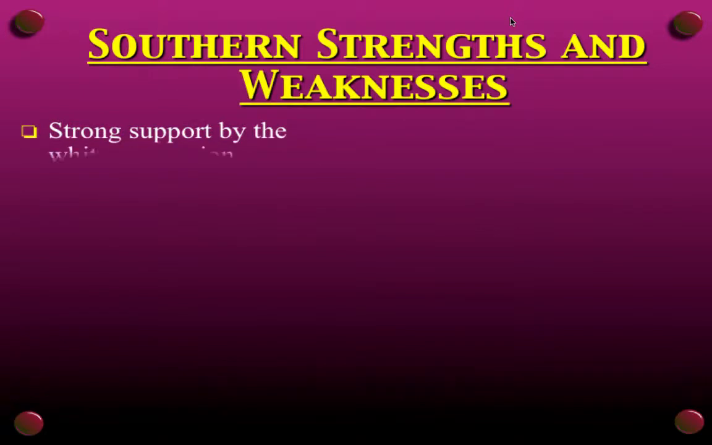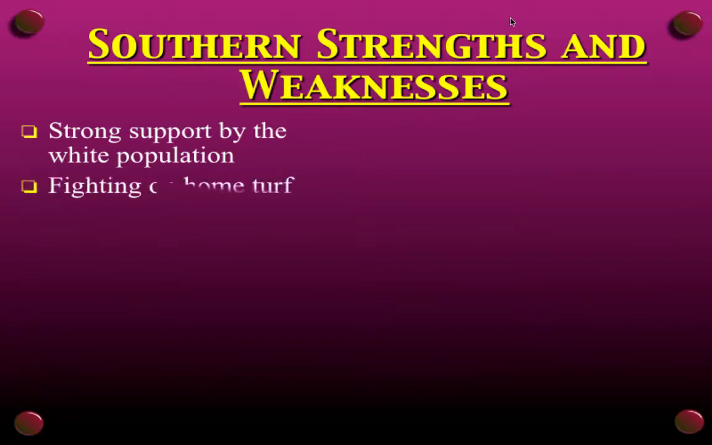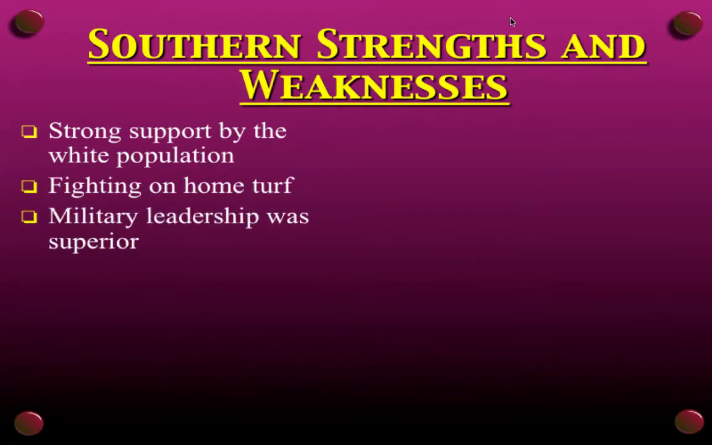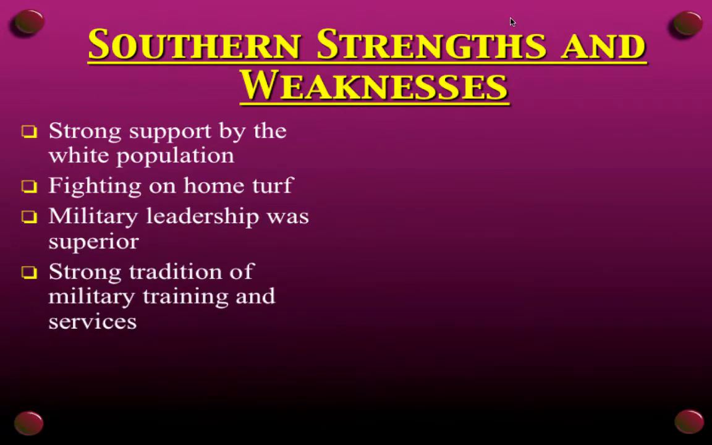Strengths: strong support by the white population. Slaves, not so much. Fighting on a home turf. We know that this is usually a benefit. The military leadership was superior, and that's mostly connected to being a strong tradition of military training and service. Most rich white kids in the South attended West Point at some point in their life. They were expected to go to military training. They were wealthier. They could afford that.